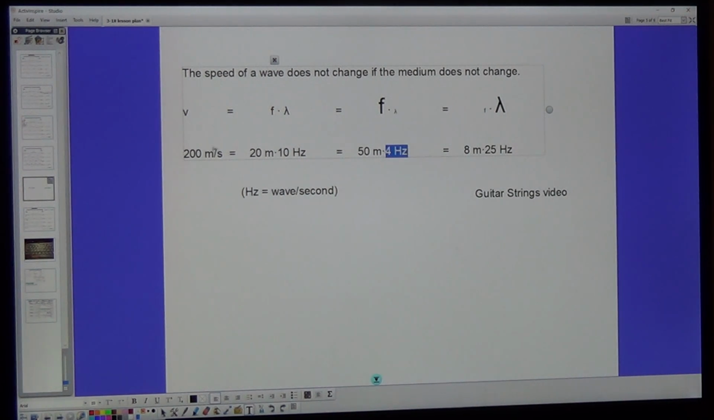The wave speed does not change, even though the frequency and the wavelength are changing to compensate. As one gets larger, the other gets smaller, and vice versa. They are the inverse relationship of each other.